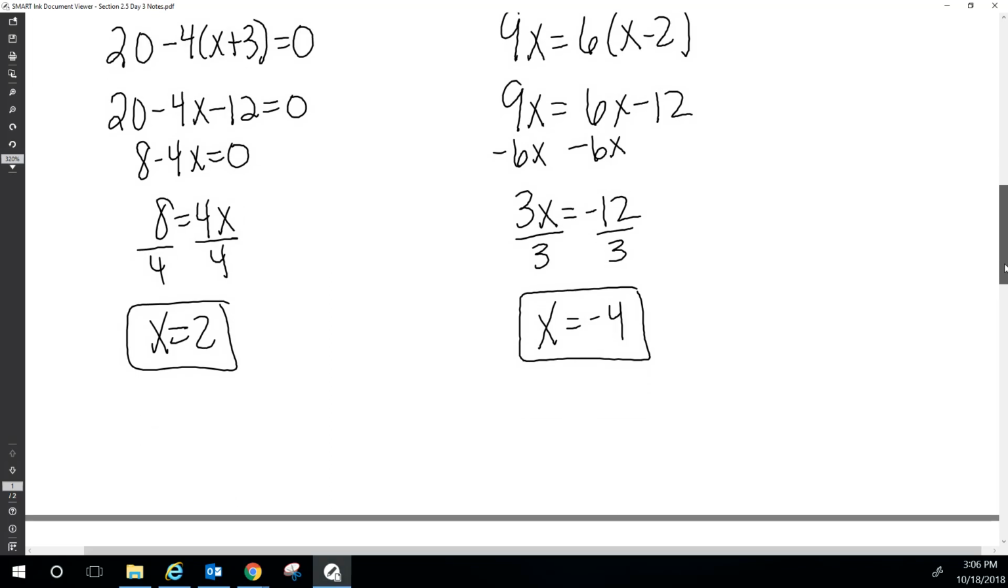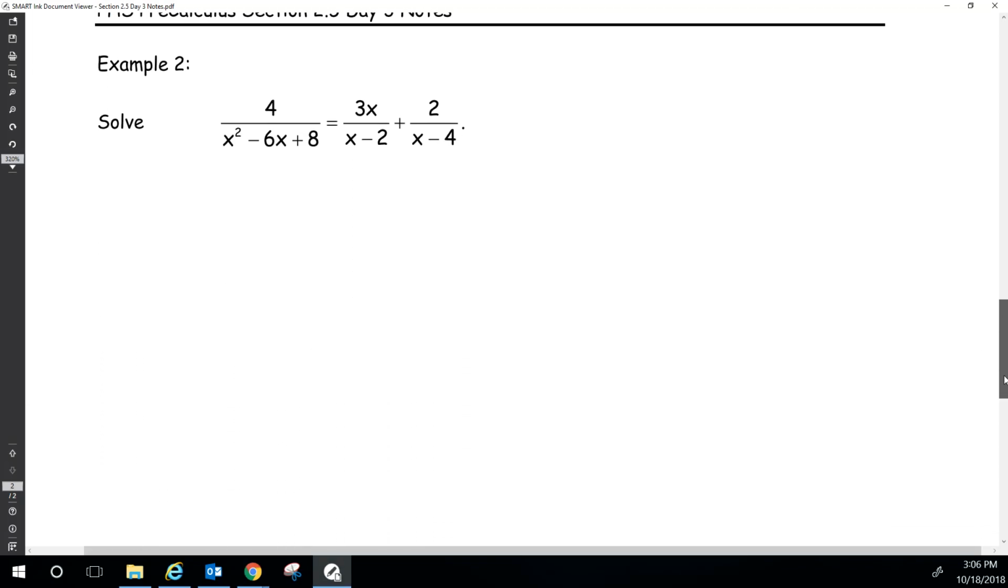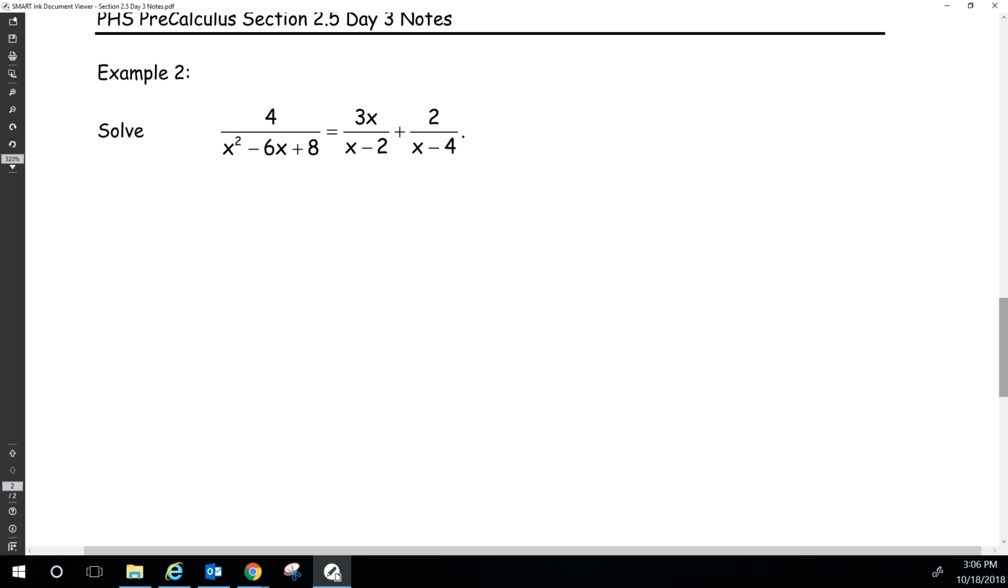Hi guys, here is part 2 of section 2.5 day 3 notes. Still solving radical equations. This time I've got fractions on both sides of my equal sign.